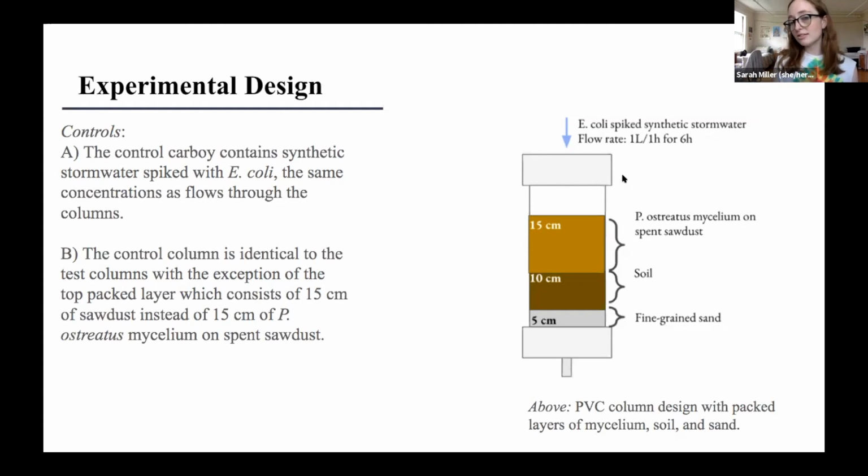And in this cross-section of the design of the columns here, you can see that the E. coli flows through the top, down through the different layers, and out through the bottom. So we have the first layer that is 15 centimeters of pearl oyster mycelium inoculated on spent sawdust, 10 centimeters of soil, and 5 centimeters of fine-grained sand.